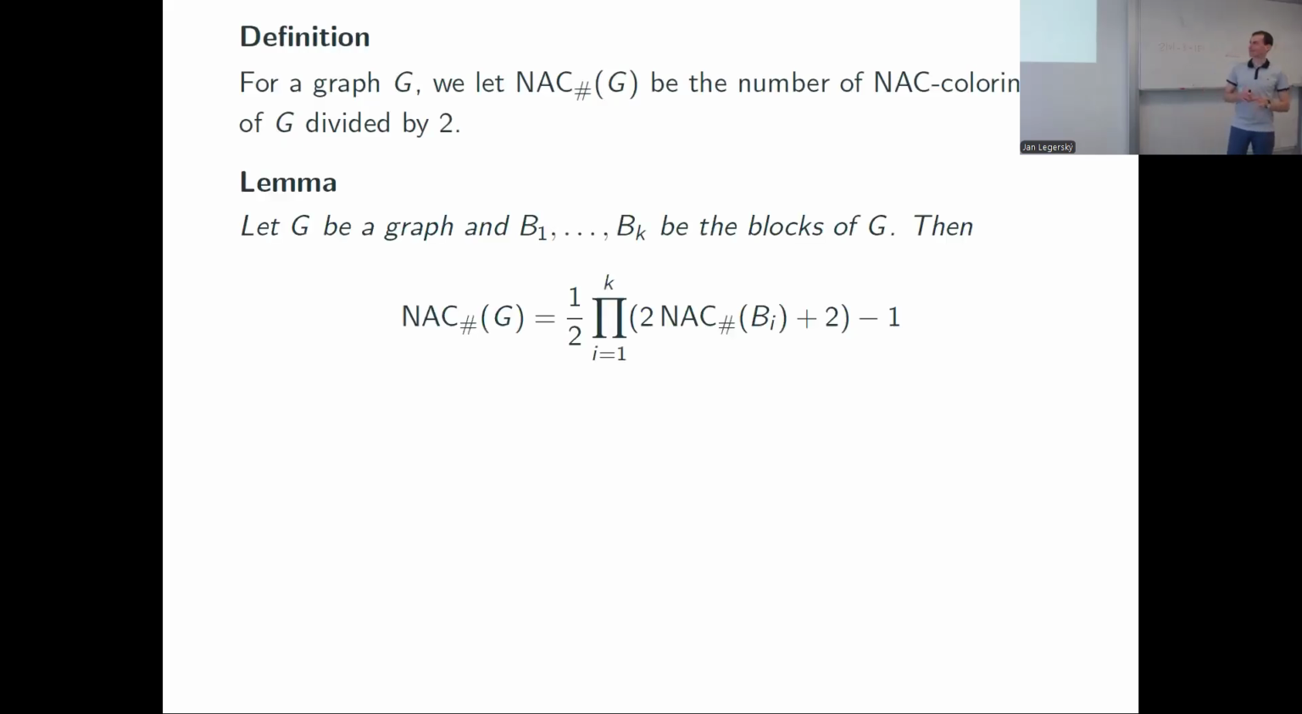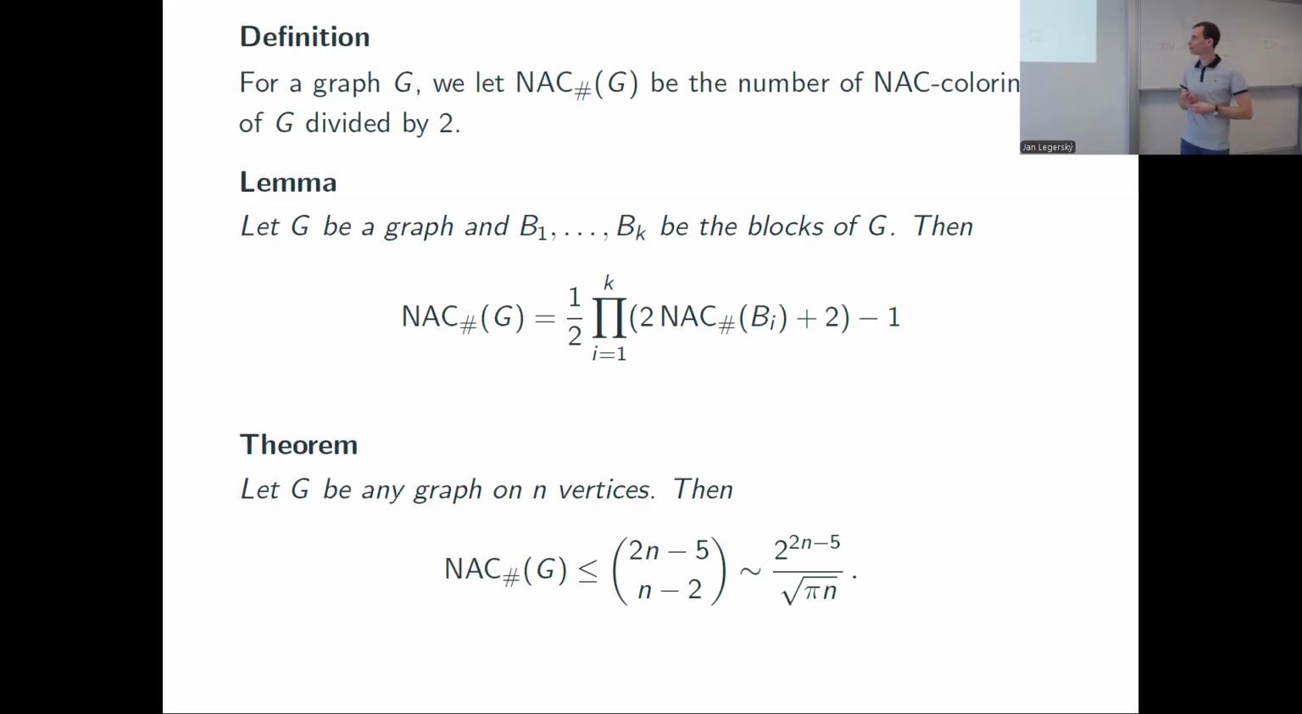And a very easy observation: if you have something that is not too connected, you can decompose your graph into blocks, so maximal 2 connected subgraphs. Because they are connected just by a single vertex, there's no cycle that would go from one block to the other block. So basically, you can just look at the NAC-colorings of the individual blocks, and then you combine them together to get all NAC-colorings of the whole graph. And this gives you just a formula. So it suffices to look at 2 connected graphs when you count NAC-colorings.